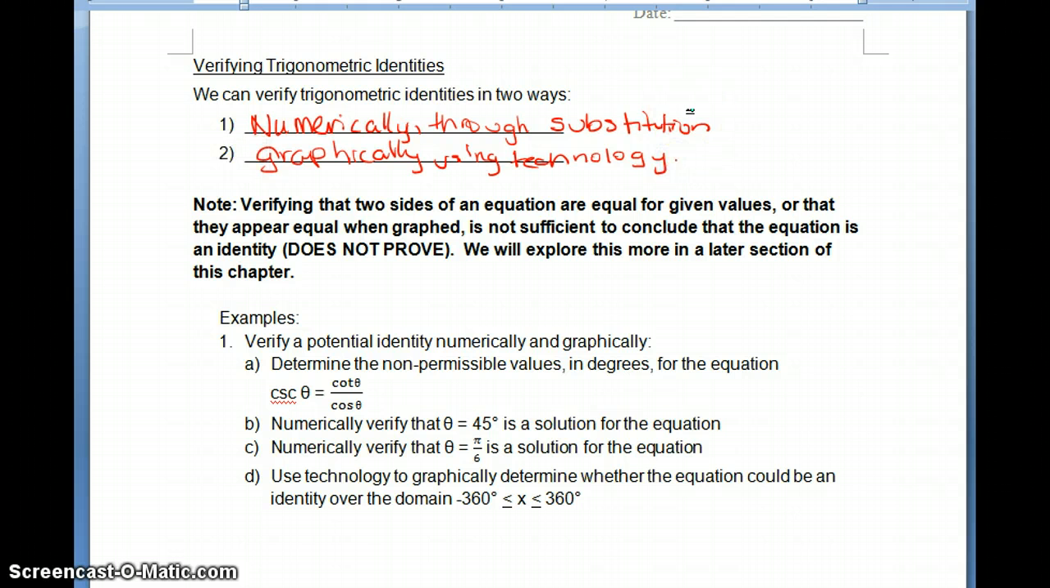Okay, so there's 2 ways we can verify, and just remember this little note here: verifying that the 2 sides in an equation are equal for certain given values, or that they appear to be equal when graphed, is not sufficient to conclude that the equation is an identity, and it does not prove anything. This is just verifying certain solutions. It looks okay, so we're pretty sure, but we can't say we're 100% sure until we actually prove it, which we'll be dealing with in a different section.